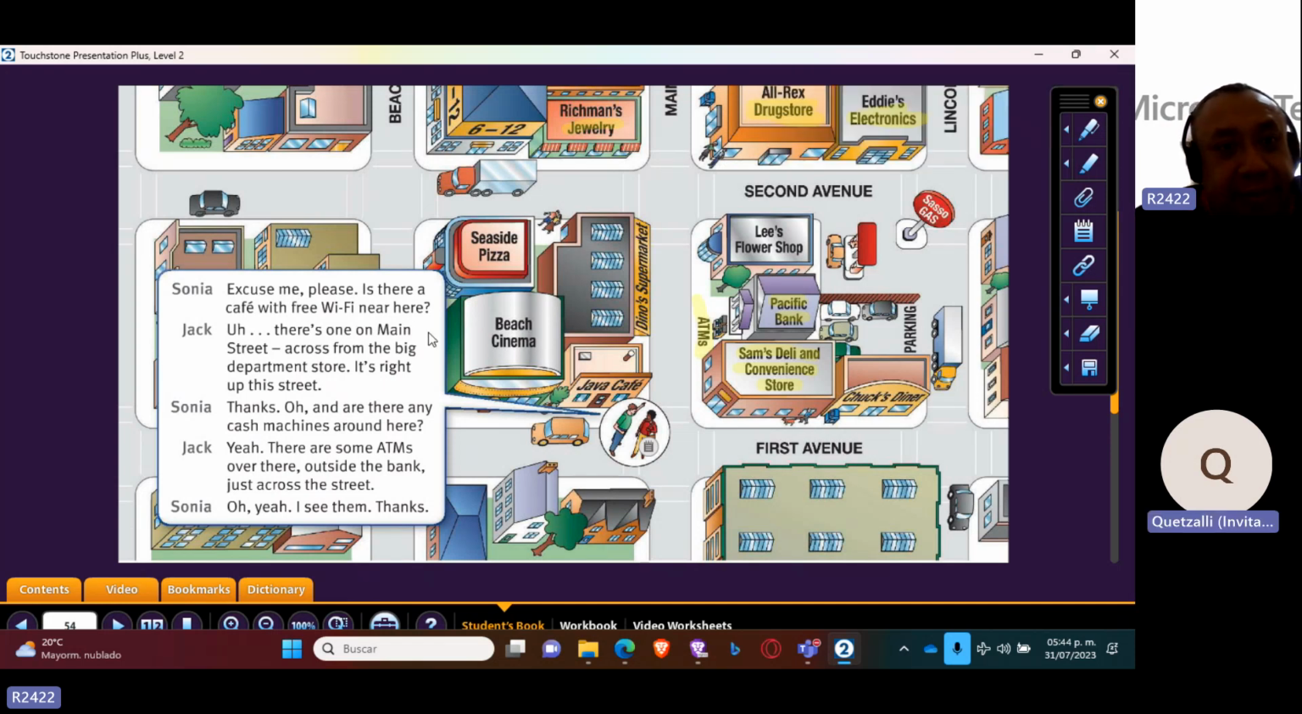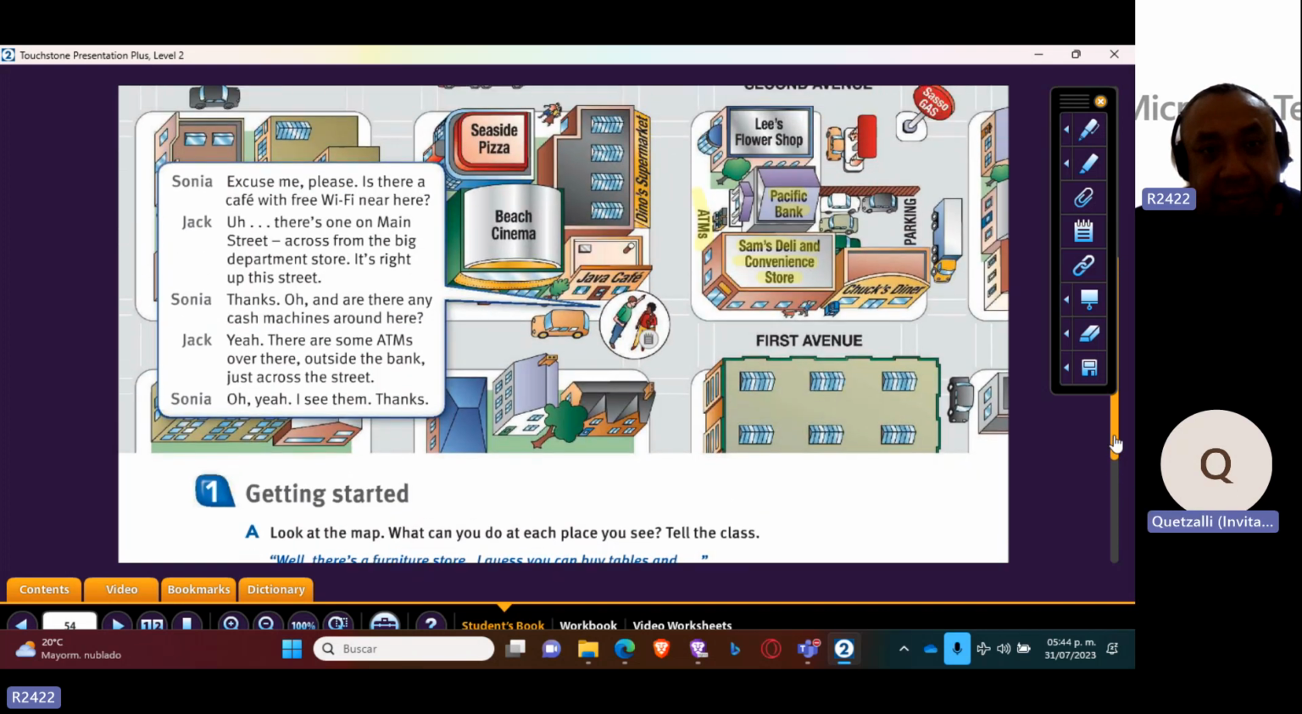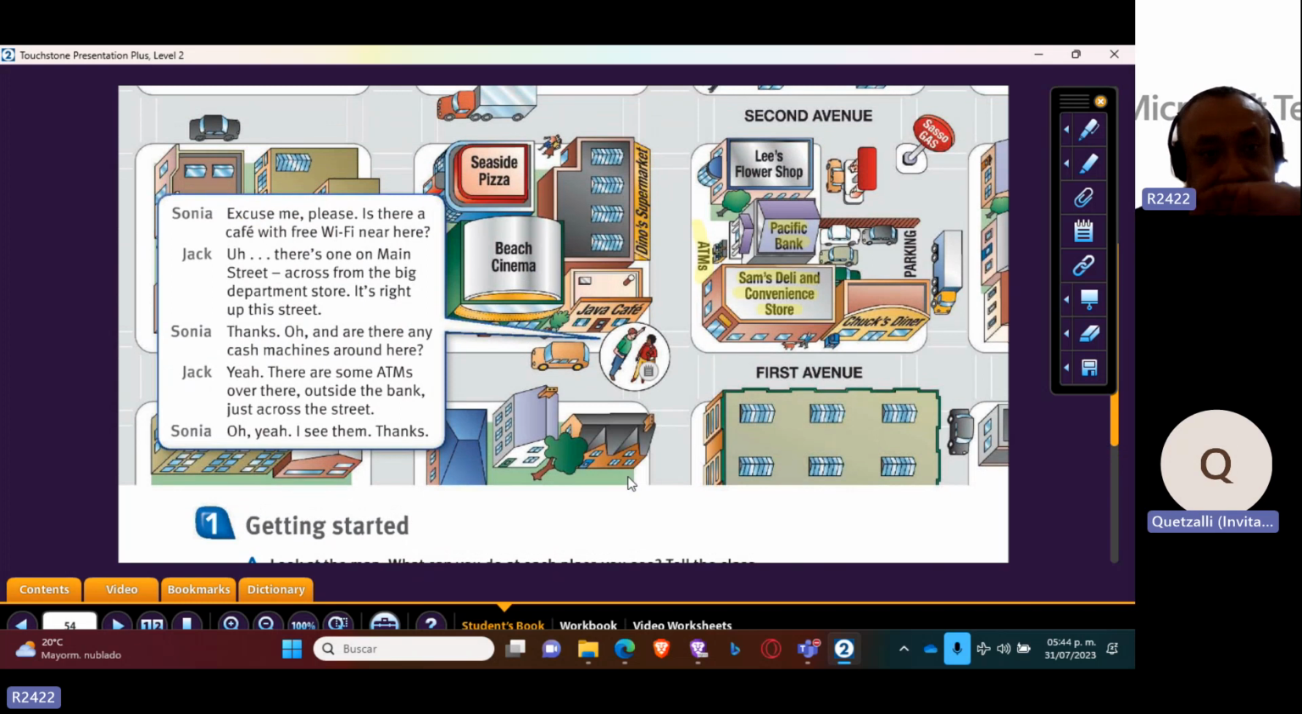Excuse me, please. Is there a cafe with free Wi-Fi near here? There is one on Main Street, across from the big department store. It's right up this street. Thanks. Oh, and are there any cash machines around here? Yeah, there are some ATMs over there, outside the bank, just across the street. Oh, yeah, I see them. Thanks.